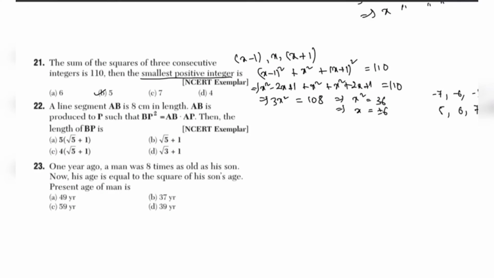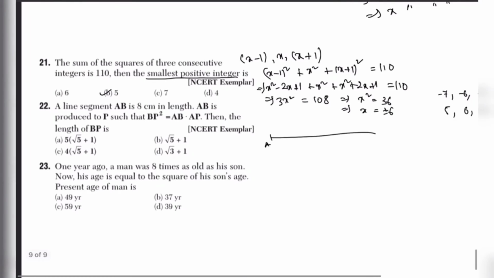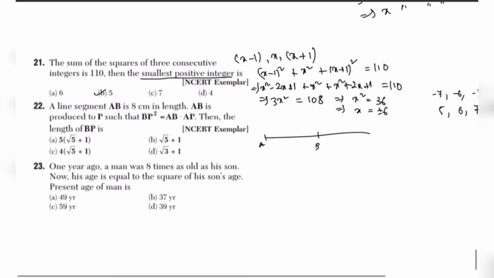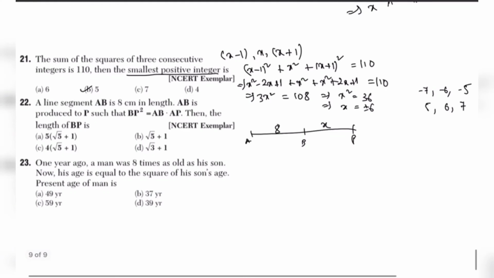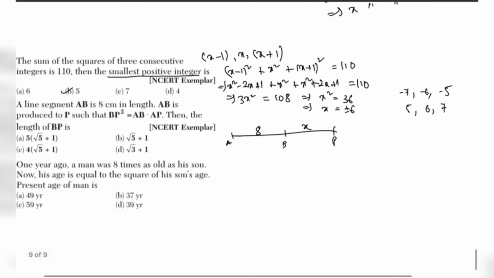Line segment AB is 8 centimeters. AB is produced to P. Okay, fine. So we have some line segment AB which is 8 centimeters in length. It is produced to a point P. Let BP equal to x. So we want BP only, so we want x. Okay. So we have BP square, that is x square equal to AB times AP. So AP is 8 plus x.